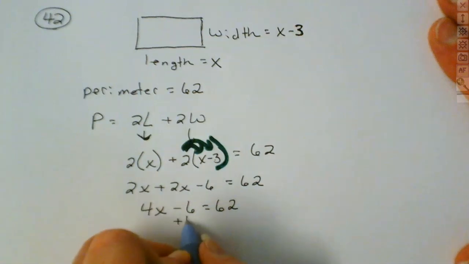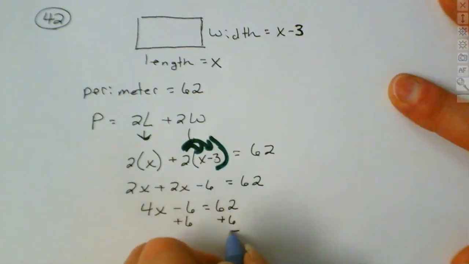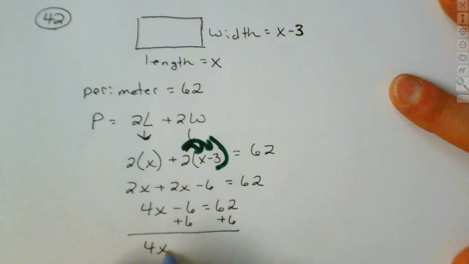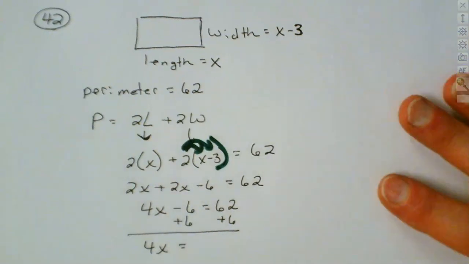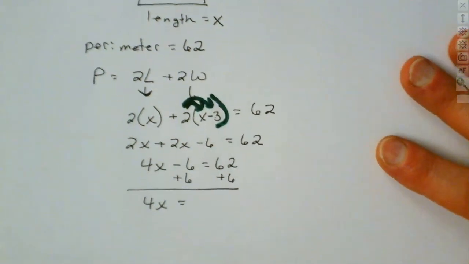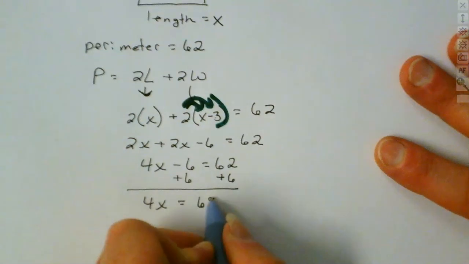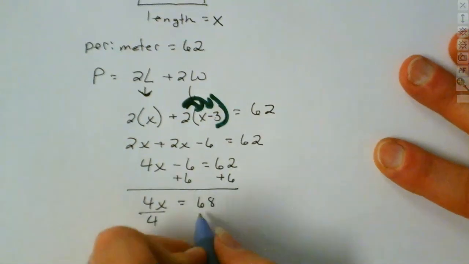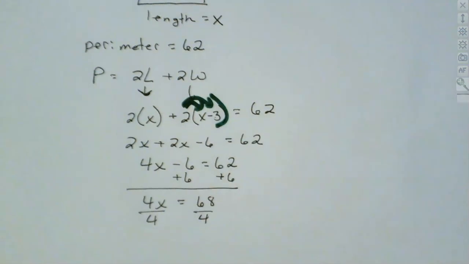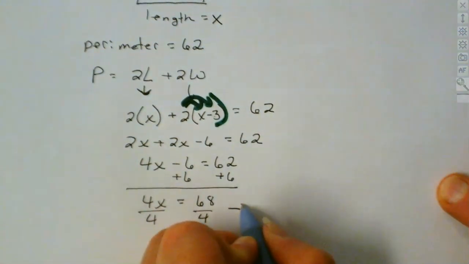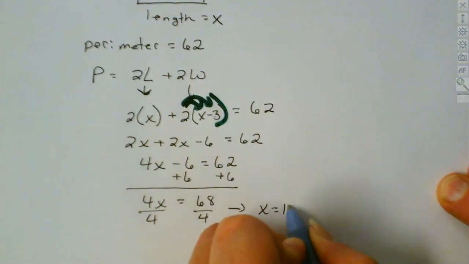We'll finish this by adding 6 to each side. And 62 plus 6, well, what does that now give you? 68. And 68 divided by 4 should come out evenly. I know it does. Yep, and that gives you x equals 17.